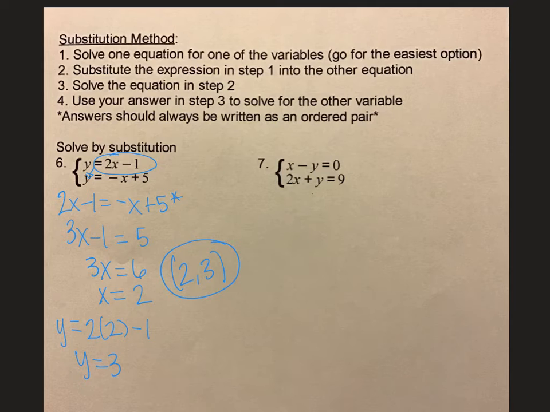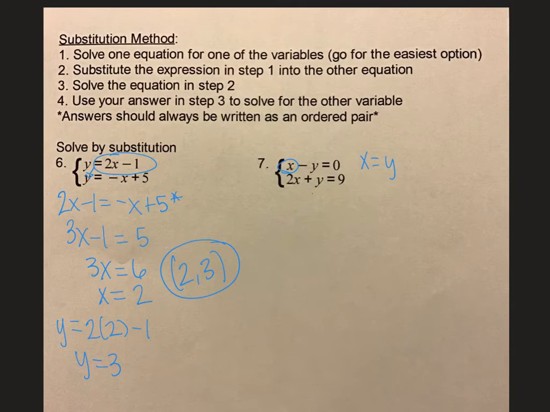Okay, so in number 7, x minus y equals 0, 2x plus y equals 9. It doesn't matter which variable you solve for, and it doesn't matter in which equation you use. Make it the easiest thing you can. Since the first equation has a 0, I'm just going to solve for x because I can just add that y to the other side. So I end up getting x equals y.